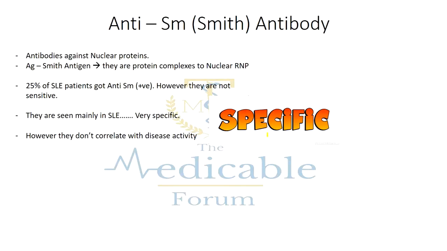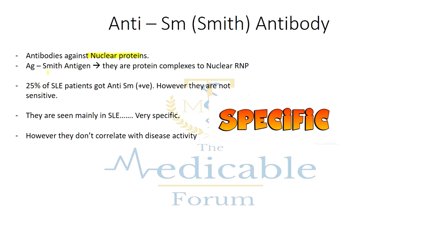Yep, anti-Smith antibody, fancy name, huh? Anti-Smith antibody was actually detected quite long ago in a patient called Stephen Smith. He apparently had systemic lupus erythematosus, and they coincidentally found some antibodies, and eventually they named it anti-Smith in order to honor his name. So it's antibodies against a nuclear protein.